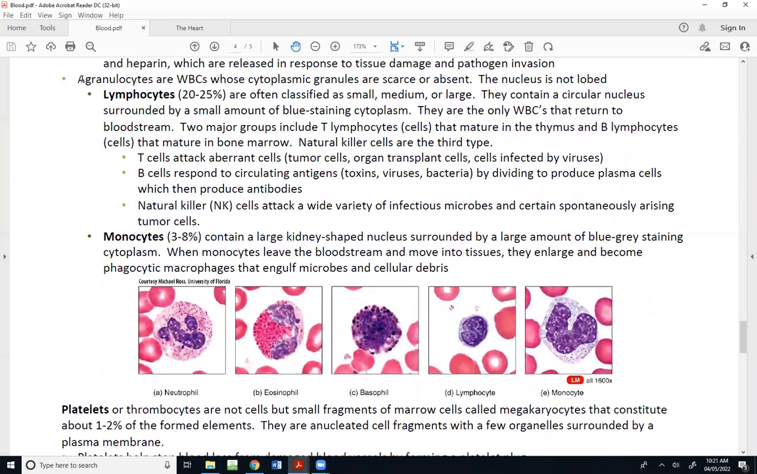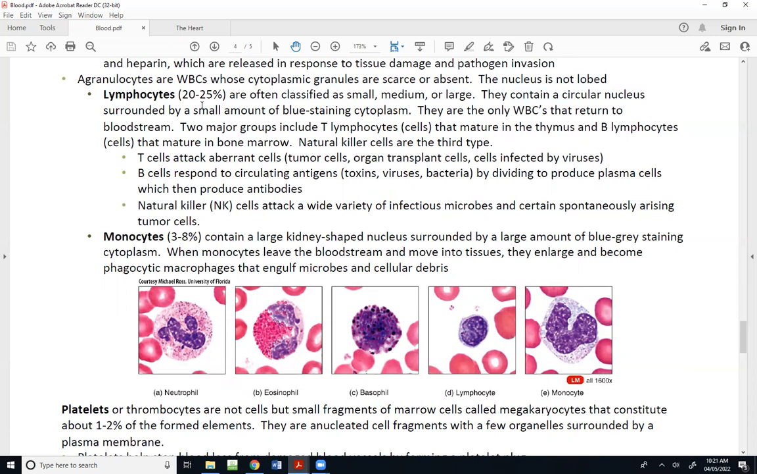All right, agranulocytes. Remember, A at the beginning of a word means the opposite or not. So these are white blood cells that are not grainy or speckly in appearance because their cytoplasmic granules are scarce or absent. The nucleus of these guys is typically not lobed. Notice that the ending of their word is very different. It's not phils, but it's site or sites. Okay, and that includes lymphocytes and monocytes.